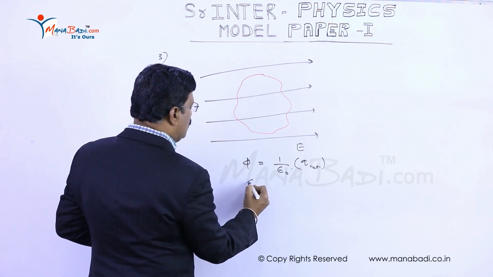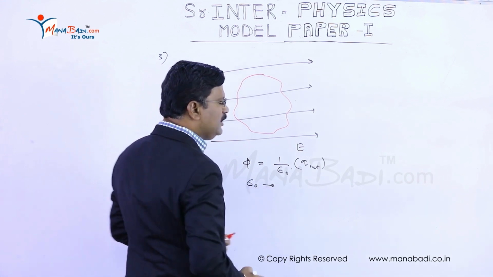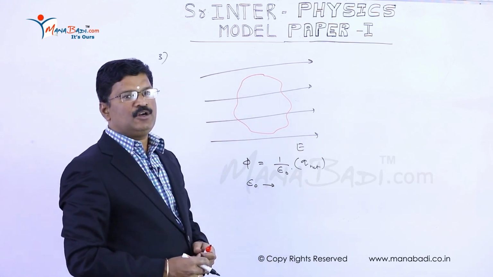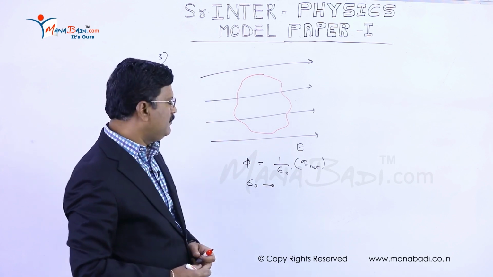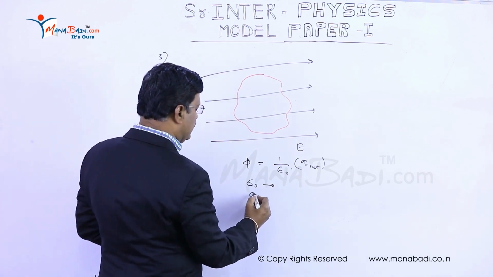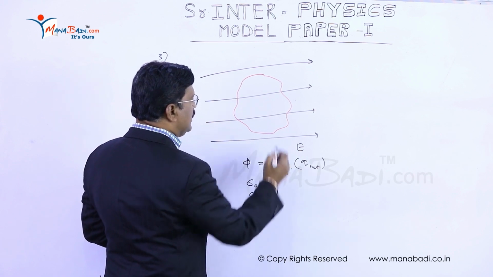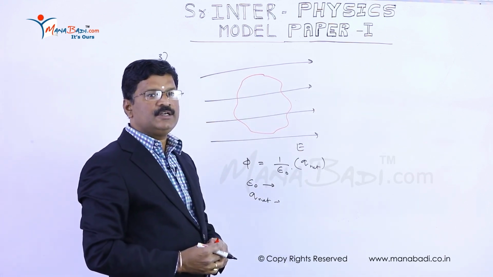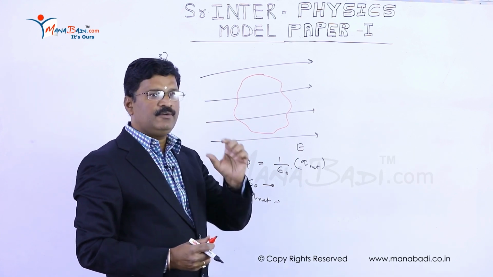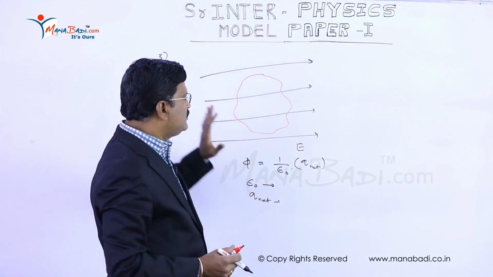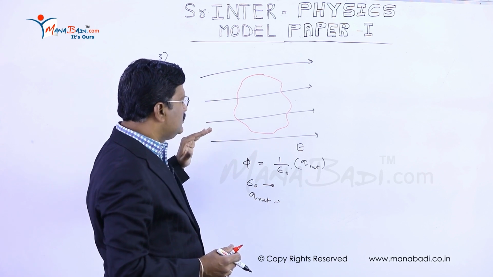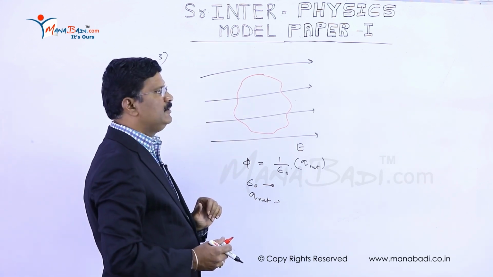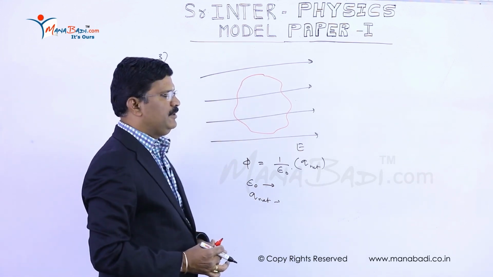Here epsilon naught is called the permittivity of free space. And Q net is the net charge enclosed by the boundary. So therefore, for a given question, you just explain the diagram, explain the statement and give the formula, which completes your question number 3.